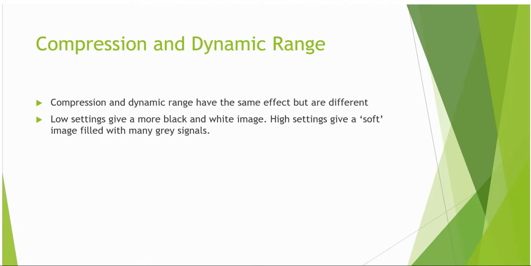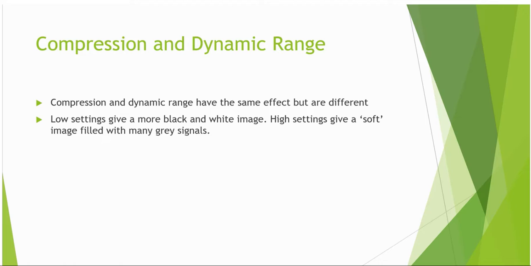Dynamic range and compression are pretty much used interchangeably in ultrasound. They are subtly different, however. Dynamic range is the range of grayscale that will be applied to the image. It determines the range of returning signal amplitudes that will be displayed on the screen. The greater the dynamic range, the more the number of grays that can be displayed. So higher settings will lead to a softer image appearance on screen.